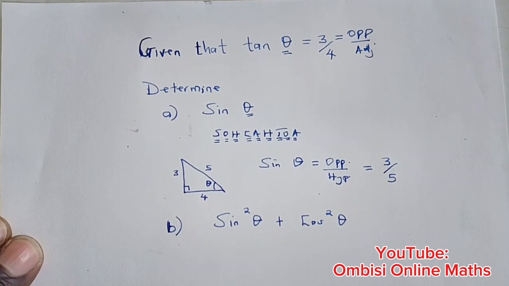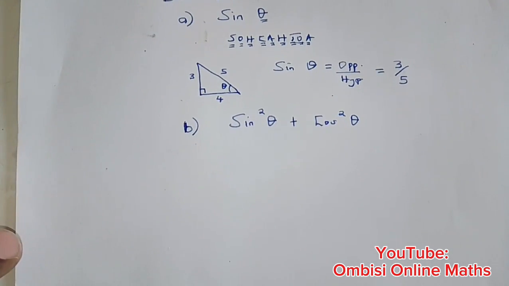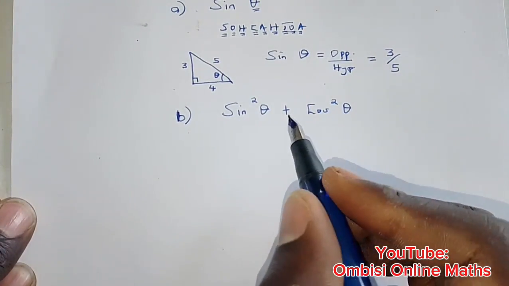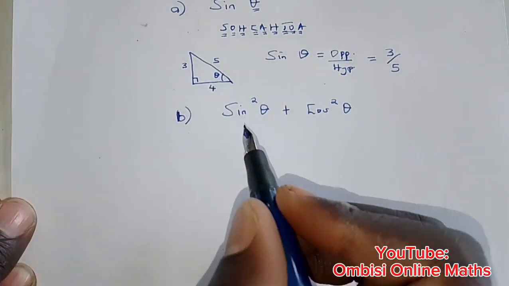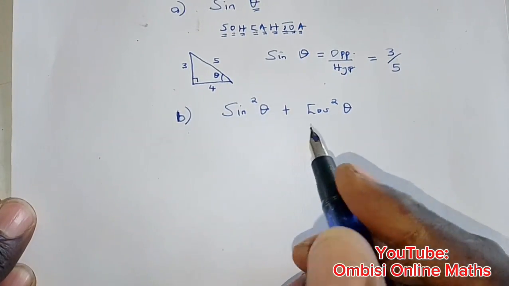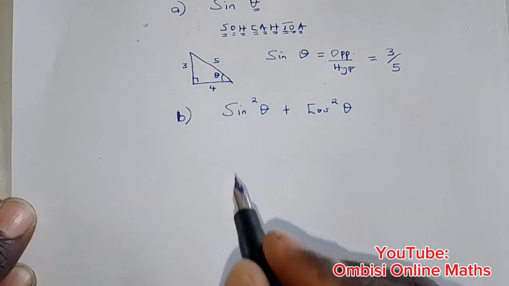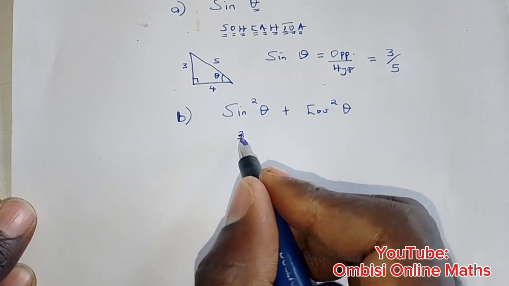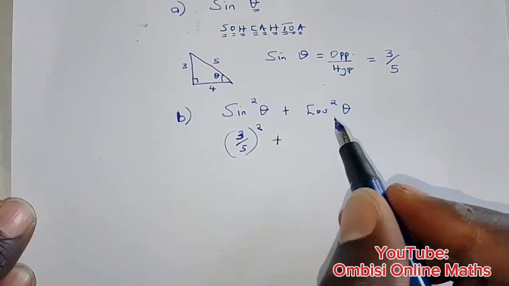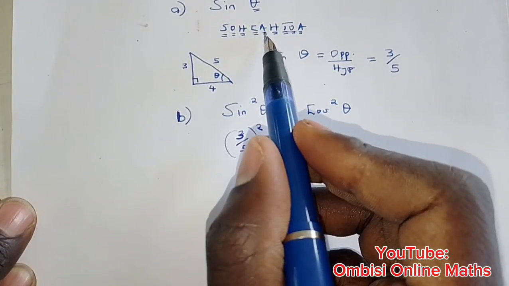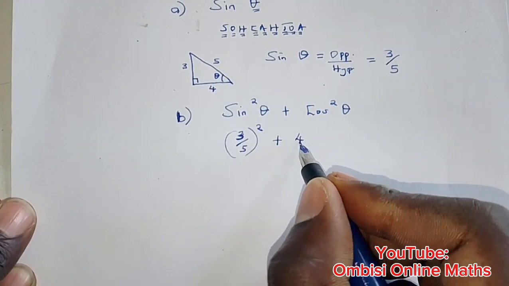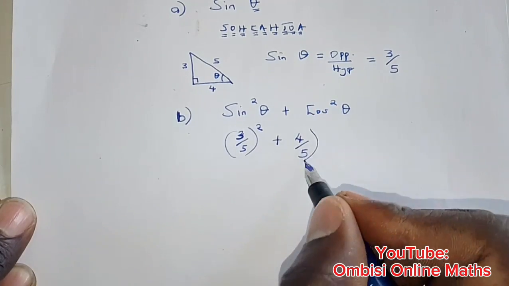In the same question, they want us to use the same given condition to solve the sine squared of theta plus the cos squared of theta. Now, the sine of theta is 3/5. So the sine squared of theta is 3/5 squared. This one you square, then plus the cos. We know that the cos is adjacent all over hypotenuse. So the adjacent here is 4, all over 5, which is the hypotenuse.